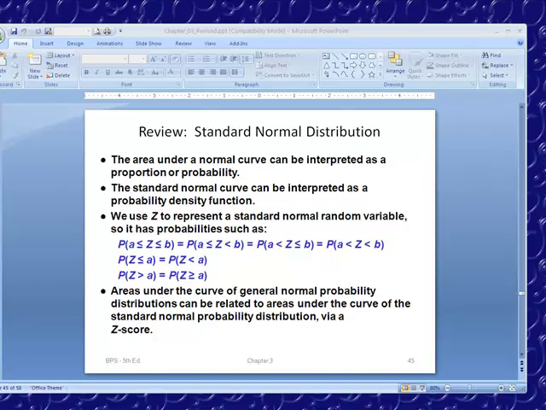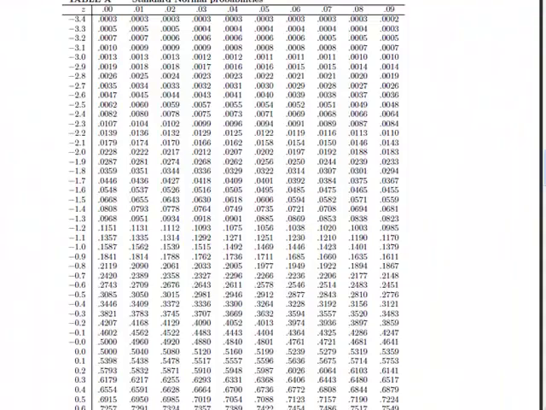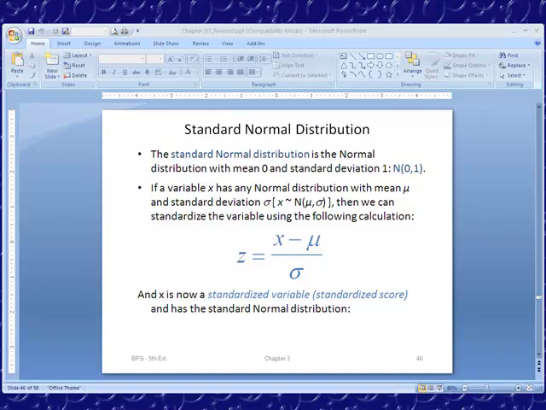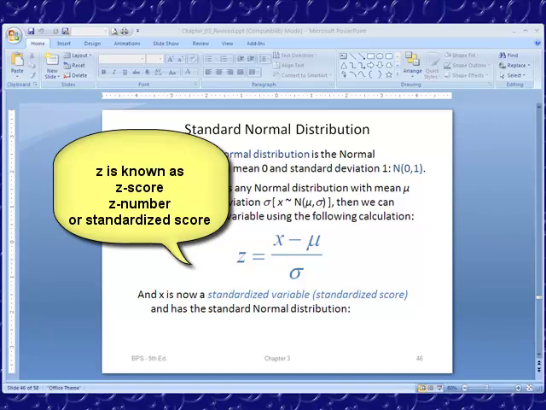We're going to learn that we can standardize any normal probability distribution to the standard normal distribution, and we'll be able to use the table that we used, and we'll be able to interpret proportions or probabilities. So we'll be able to use these standard normal probabilities for any normal distribution once we standardize. Now the standard normal distribution, remember, has a mean of 0 and a standard deviation of 1. So basically we're just looking at how many standard deviations we are away from the mean whenever we look at the standard normal distribution.